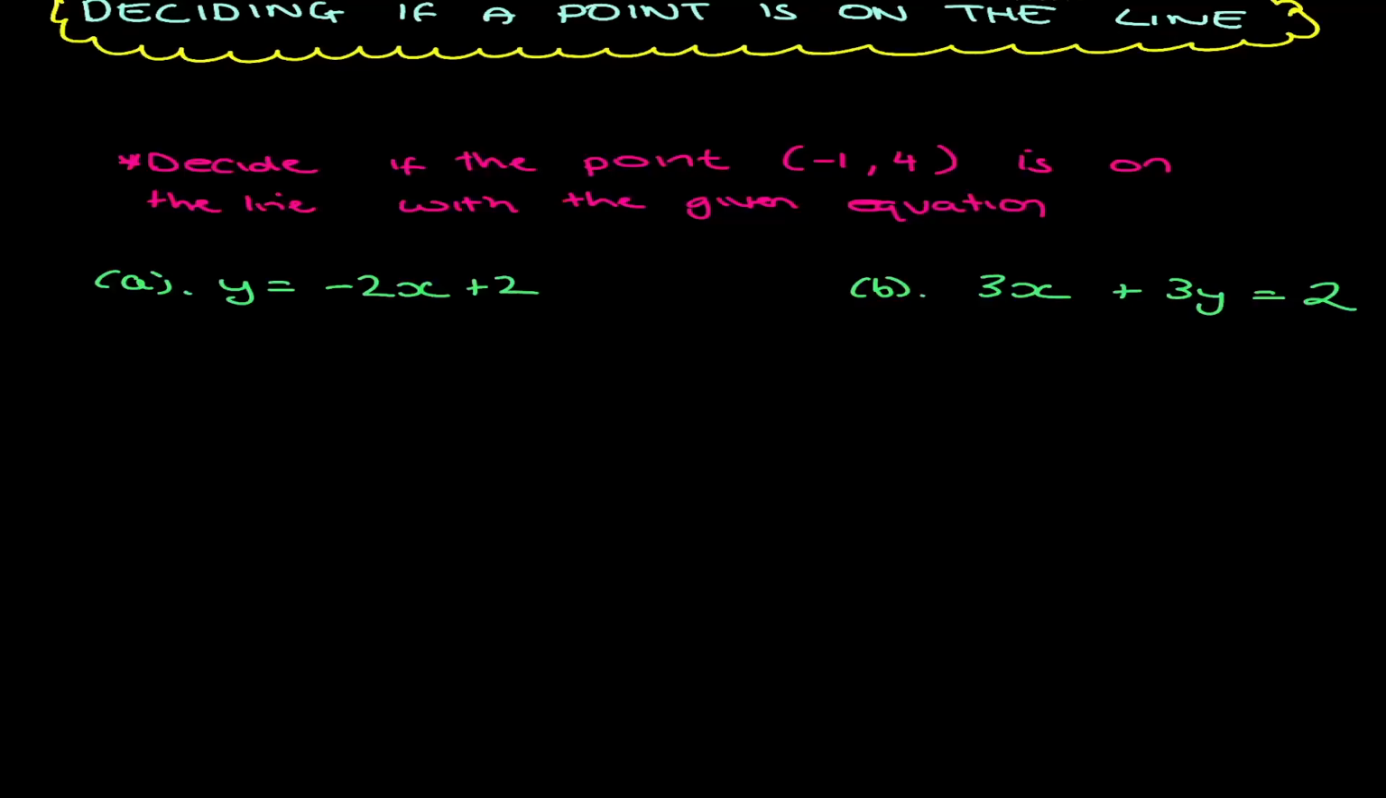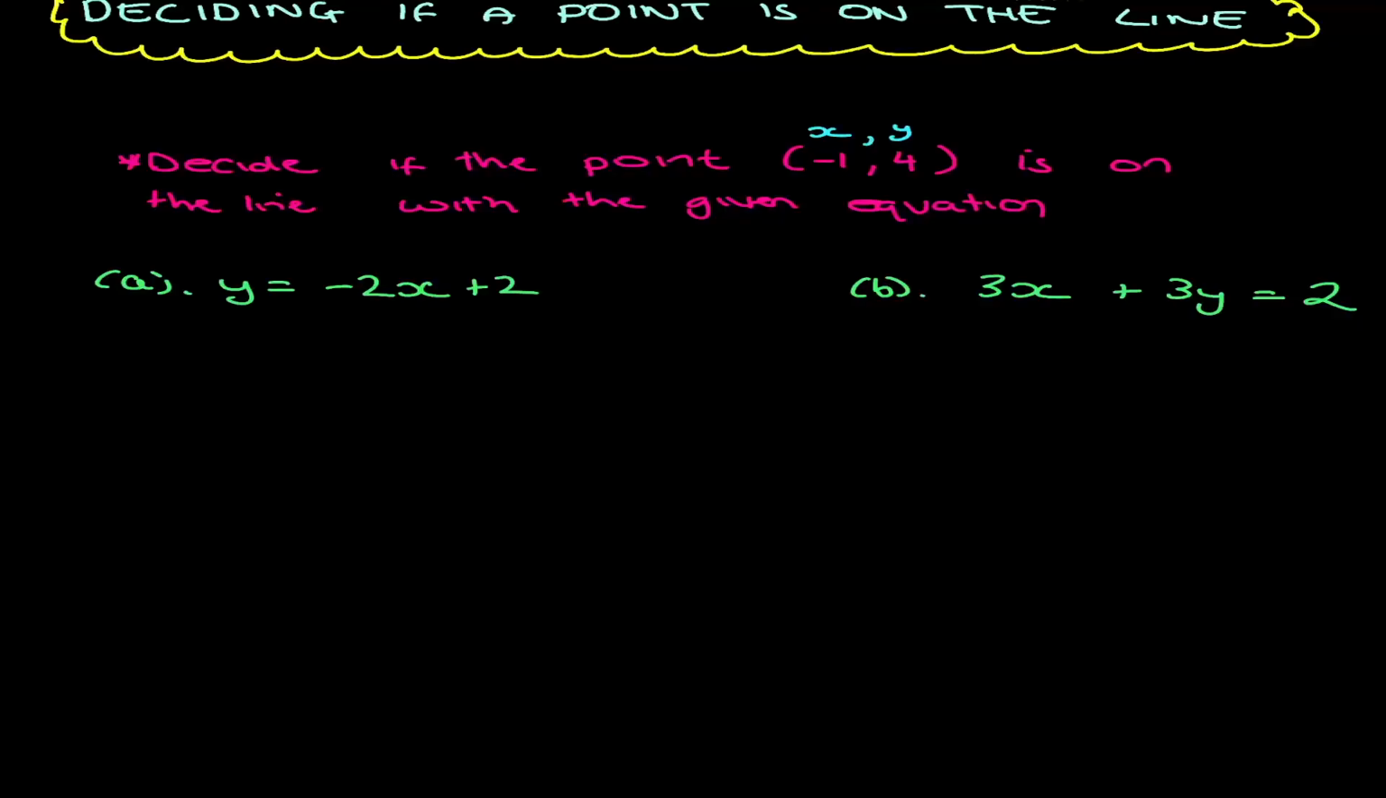So remember, coordinates are always given in the form of x, comma, y. So -1 represents our x value, 4 represents our y value. To figure out if this point is on the line, all we have to do is sub in the values into our equation and see if it holds true. And if it does, then the point is on the line, and if it doesn't, then it's not. So let's do this together.